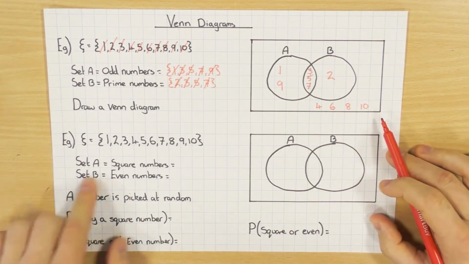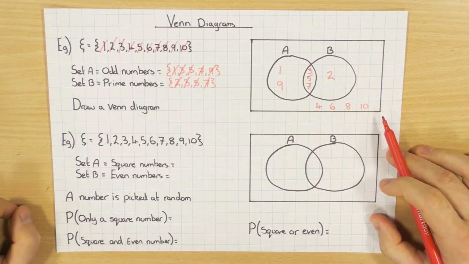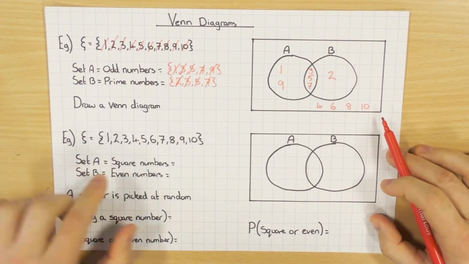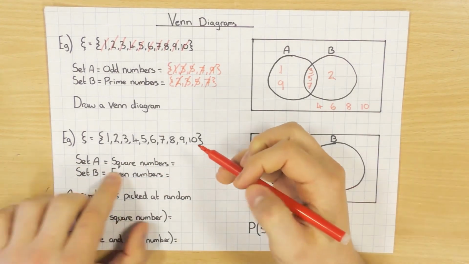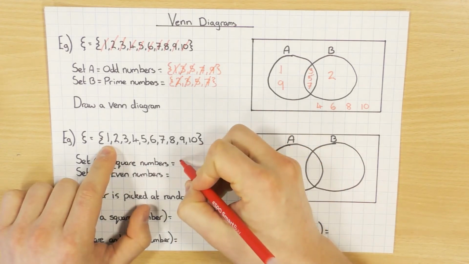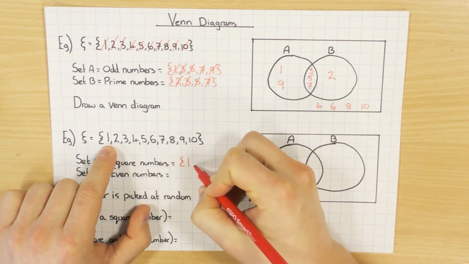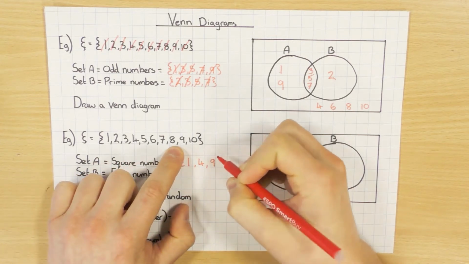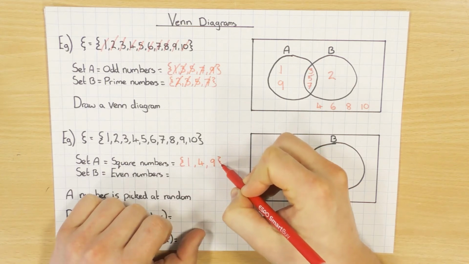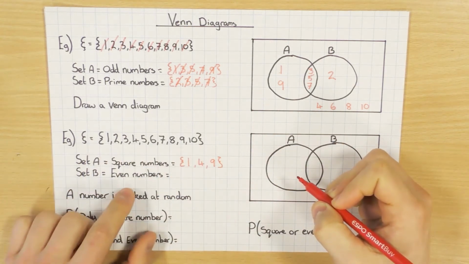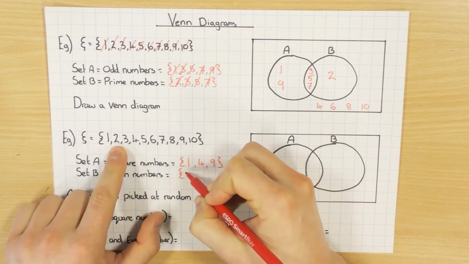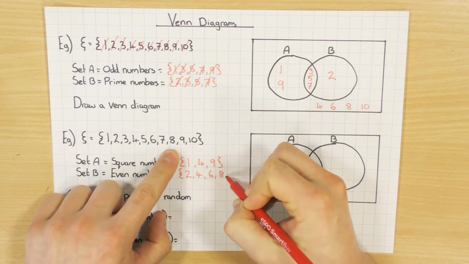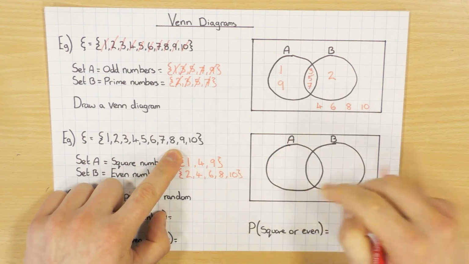But you can also be asked some questions, which we're now going to have a look at in this second example here. But before we do that, I need to fill in the Venn diagram. So again, I've got my set of numbers 1 to 10. So I'm going to write down the square numbers. Well, 1 squared is 1, 2 squared is 4, 3 squared is 9, and 4 squared is 16, so that's out, so I don't care about that. So these are the only square numbers that I've got. And I've got the even numbers, so 2, 4, 6, 8, and 10.